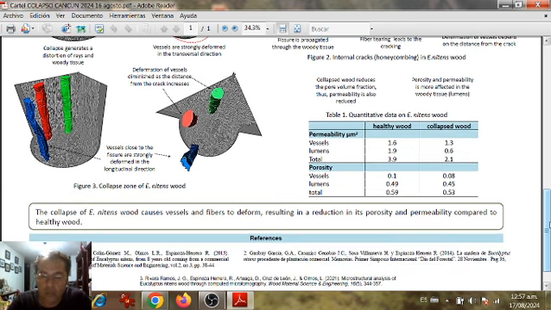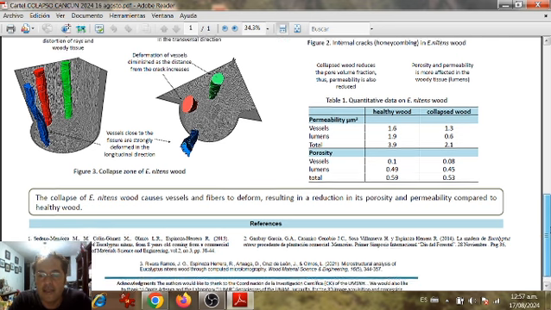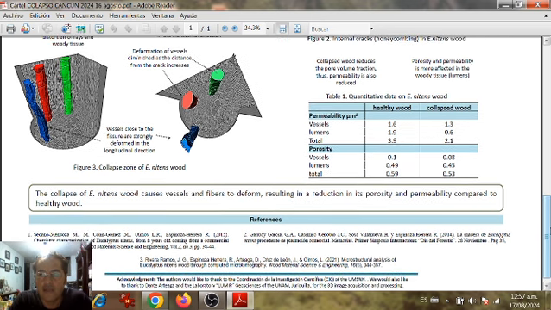From that, we can conclude that X-ray microtomography is a good technique to analyze the different consequences obtained during the drying process. Also, we can notice that the mechanism of failure is because the fibers cannot support the pressure generated during the evacuation of water contained in the wood. So thank you very much.